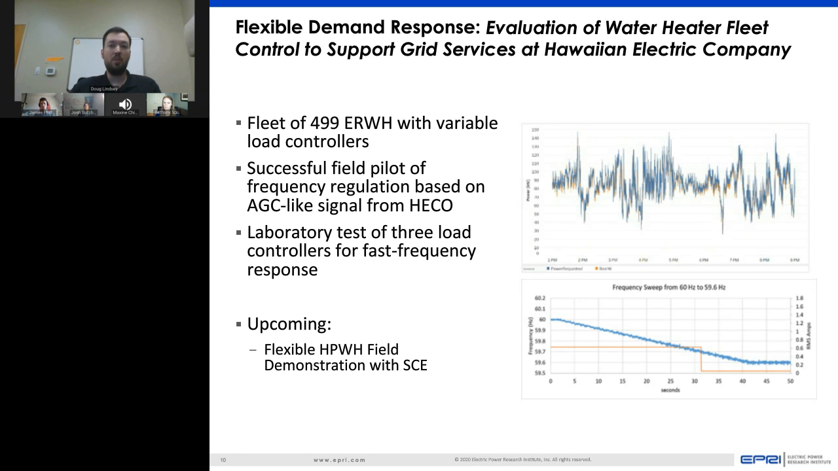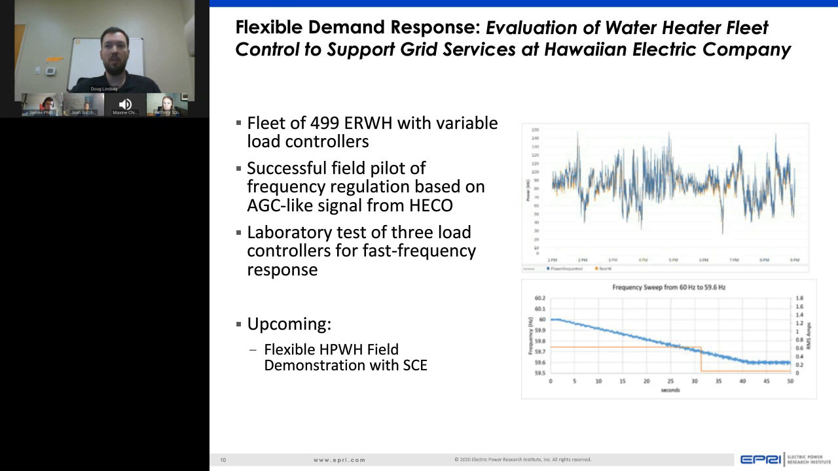And then on the bottom right, I'm showing several products that we tested that did fast frequency response, where the water heaters would turn off when they locally detect an under frequency event. And that really helps prevent brownouts that are very common in an islanded grid like HECO.